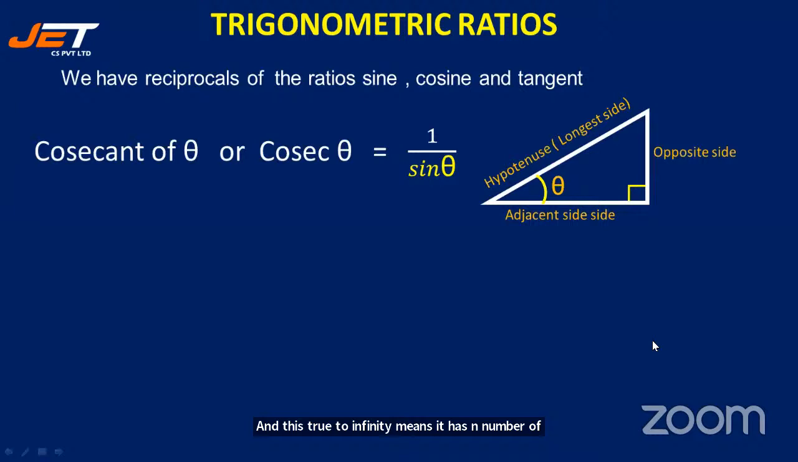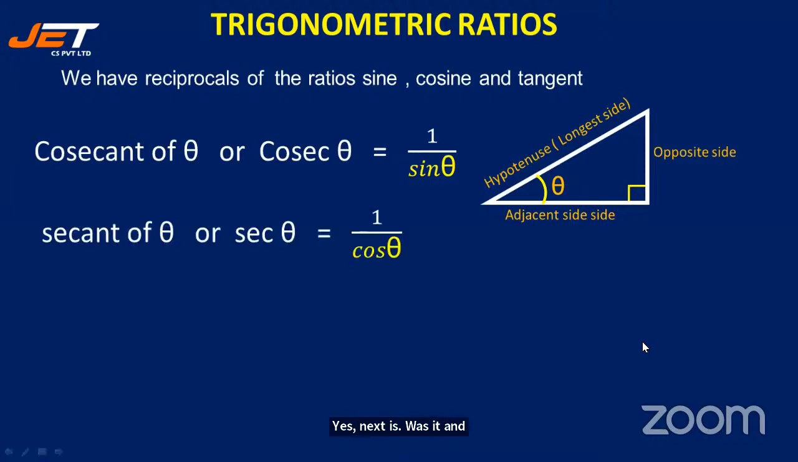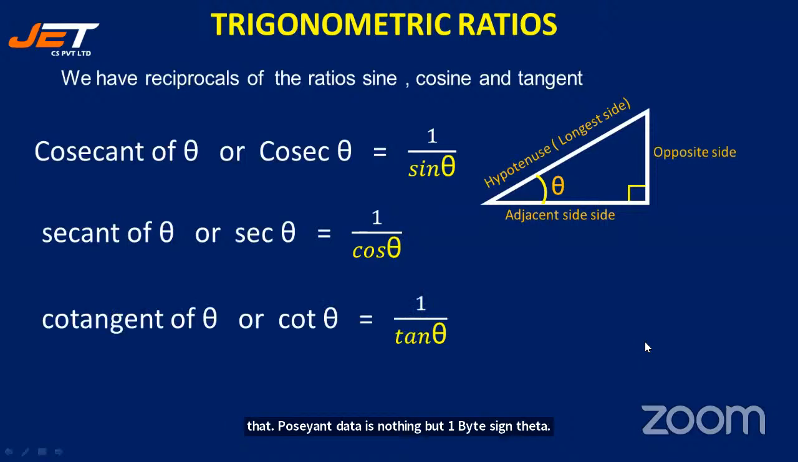Next is cosecant theta. You should always know that cosecant theta is nothing but 1 by sine theta. Secant theta is nothing but 1 by cos theta. Cot theta is nothing but 1 by tan theta. Understood? So you can actually interchange this. Please listen very carefully. Cot theta is 1 by tan theta. Similarly, you can write tan theta is nothing but 1 by cot theta.